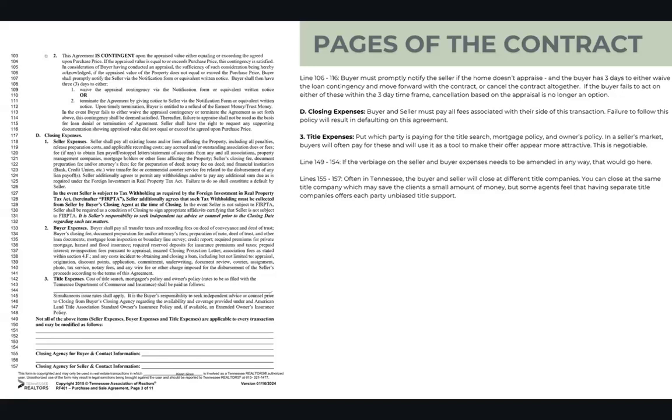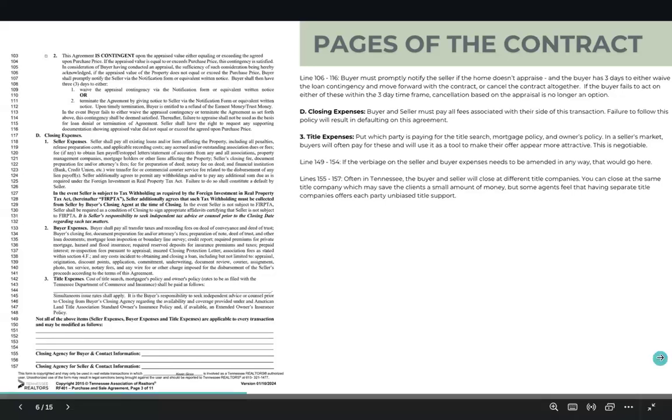Line 149 to 154. If the verbiage on the seller and buyer expenses needs to be amended in any way, that's going to go here. Lines 155 to 157. So often in Tennessee, the buyer and seller will close at different title companies. You can close at the same title company, which might save the client a small amount of money, but some agents feel that having separate title companies offers each party an unbiased title support. Again, totally up to you and your clients.